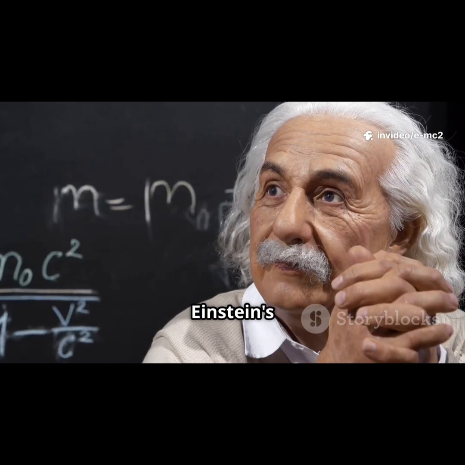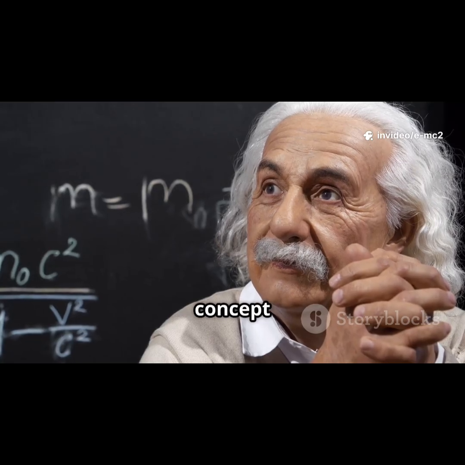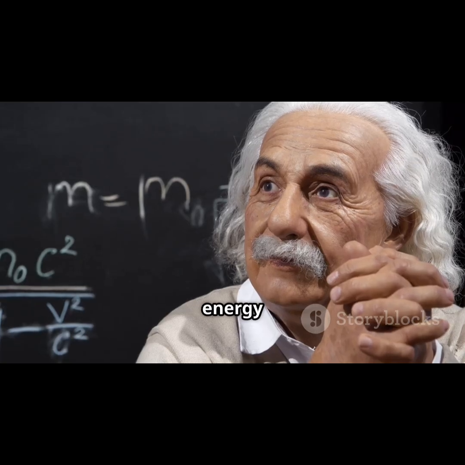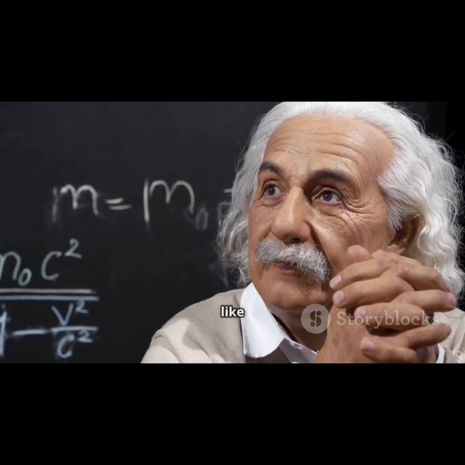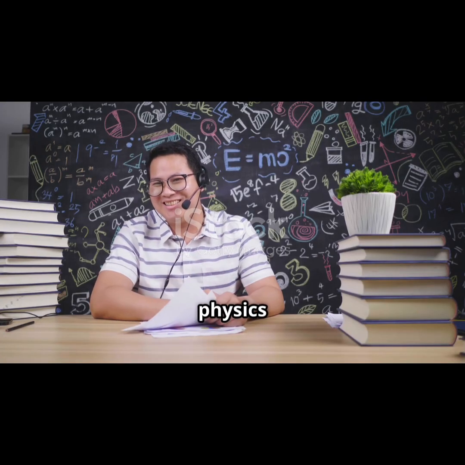In essence, while Einstein's E equals mc squared is a cornerstone of modern physics, the concept of mass, and the early explorations of its relationship with energy, were developed by earlier scientists like Newton, Poincaré, and others, according to physics journals and physics forums.